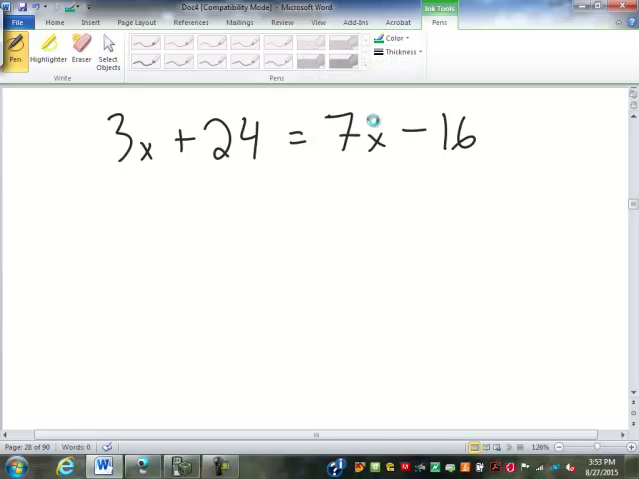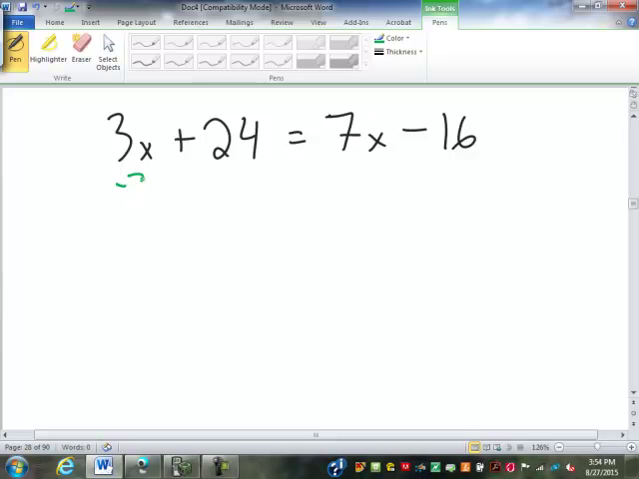How about here? X appears twice again. Am I going to subtract or combine? Subtract. Which one am I going to subtract? In reality, it doesn't matter. I can subtract either one, but I always like to go after the smaller one because then I usually don't have to deal with negatives.